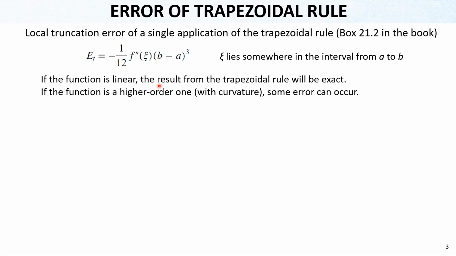So if the function is linear, the result from the trapezoidal rule will be exact, like the Taylor series. For a first order function, the Taylor series can predict that first order function exactly, because the higher order derivatives are actually 0. So here, if we have a first order function that we want to approximate, the error has the second derivative, and the second derivative of it is 0. So the trapezoidal rule is linear and it will be exact integration. But if the function is a higher order with curvature, some error will occur, and that error is this actually.